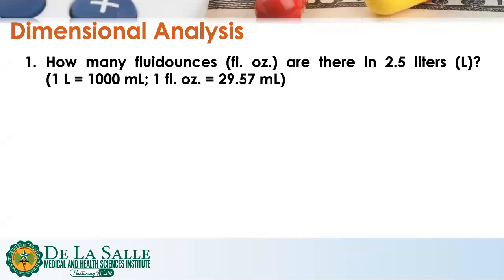In order to illustrate the process of dimensional analysis, let us try to solve some problems. First problem: how many fluid ounces are there in 2.5 liters, where 1 liter is equivalent to 1000 milliliters and 1 fluid ounce is equivalent to 29.57 milliliters?